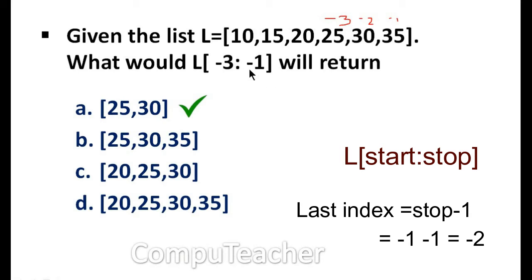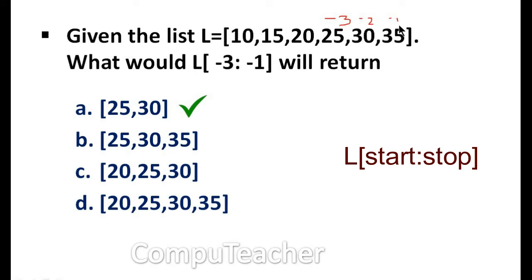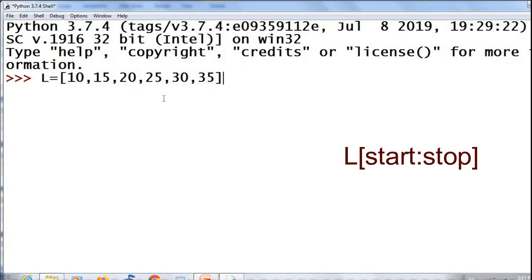Minus 1, minus 1 equal to minus 2. That is starting from index minus 3 to minus 2. So it will return a list which contains the values 25, 30. In the case of negative indexing, you can calculate the stop value like this, minus 1 like that. Otherwise, you can find it like this: minus 1 is here the last element, then just before the last element it is 30. We will see some more examples.